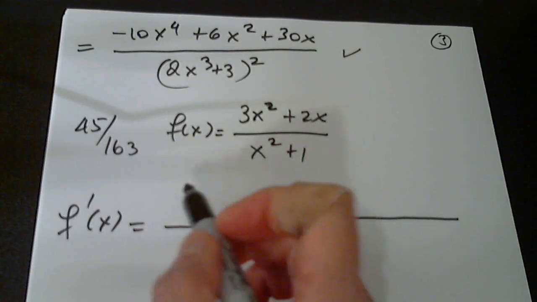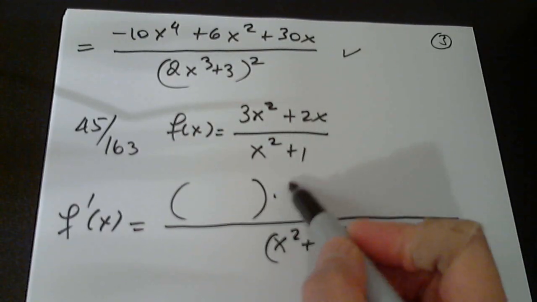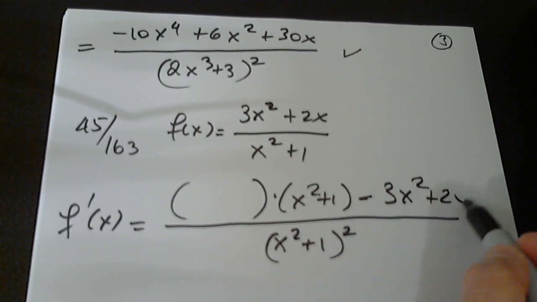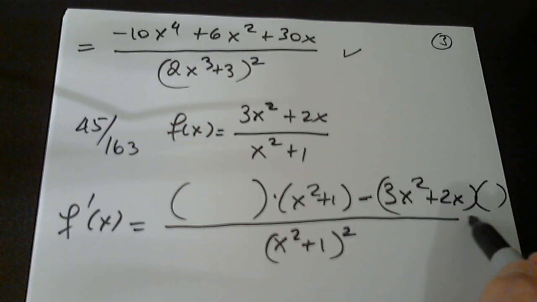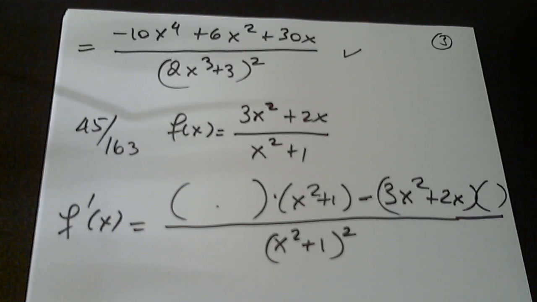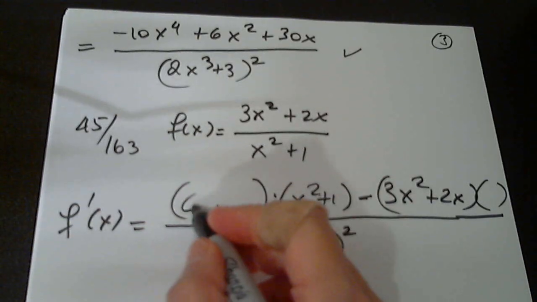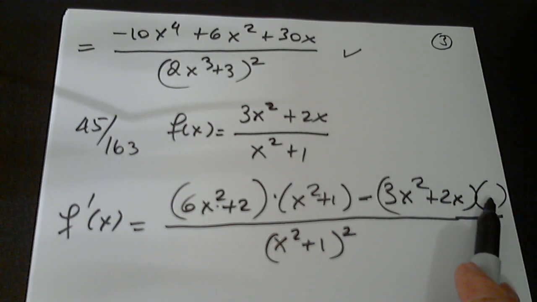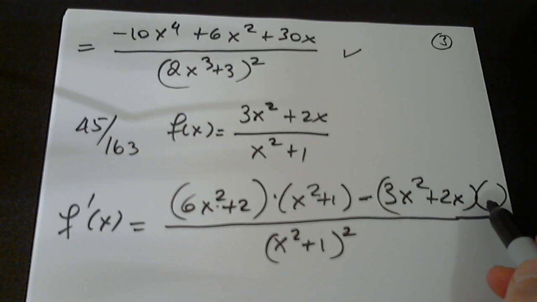This is it with the denominator. The numerator prime. Can anyone give us the numerator prime times x squared plus 1 and minus 3x squared plus 2x times the denominator prime? Can anyone differentiate the numerator and tell us what to write? 6x plus 2. Very good. Thank you so much. And the derivative of the denominator. 2x. Thank you. Thank you so much.